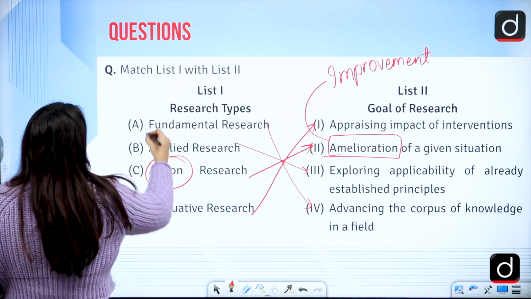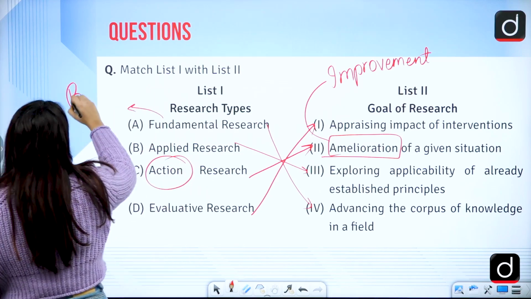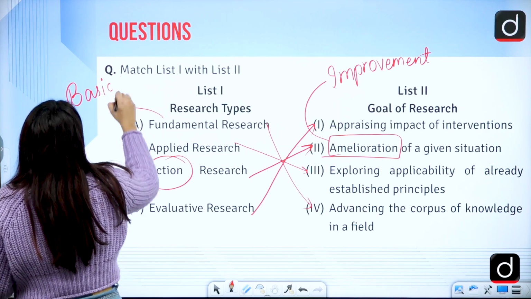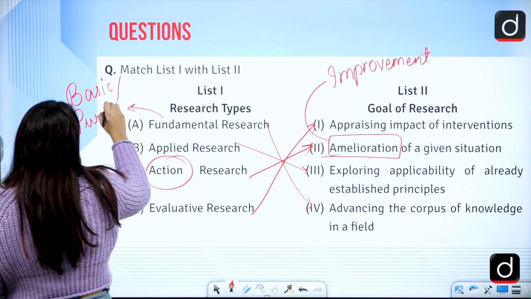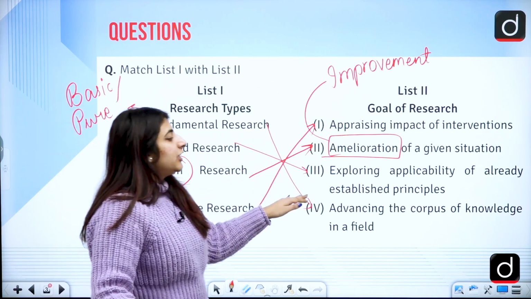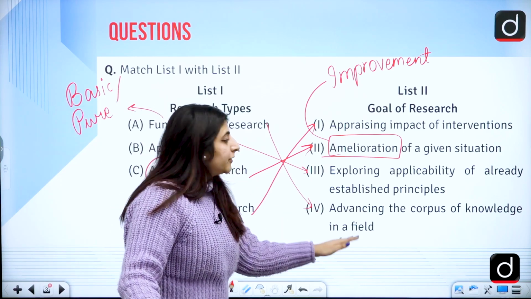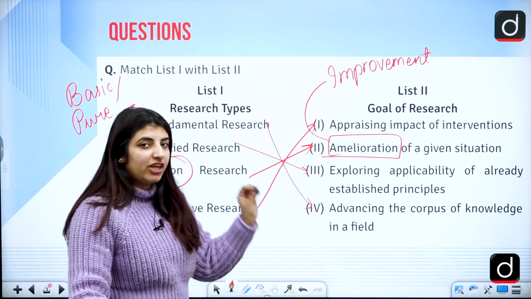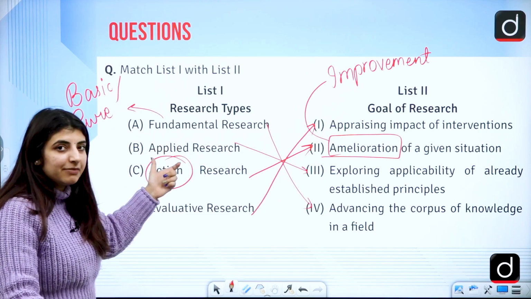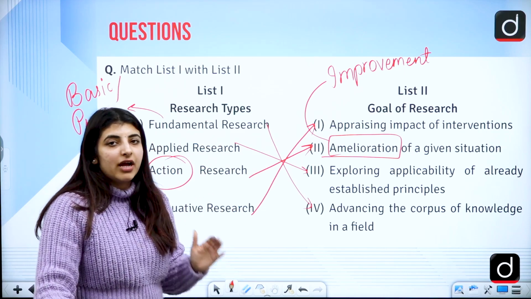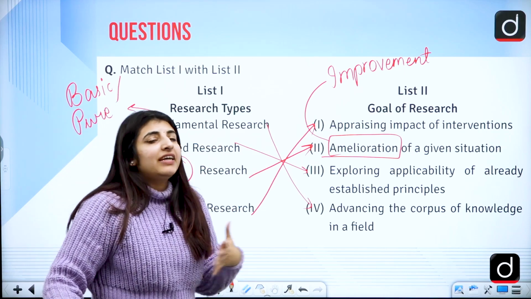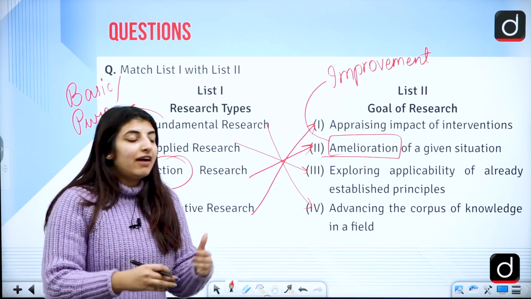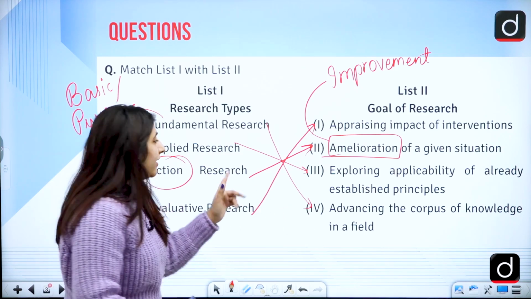Fundamental research has other names such as basic or pure research, which is done because it wants to advance the corpus of knowledge in a field. Hence, it forms the base foundation. Hence, it is known as fundamental or basic research, right? It does not have an entire goal. It just would want to have the knowledge corpus enhanced, correct?